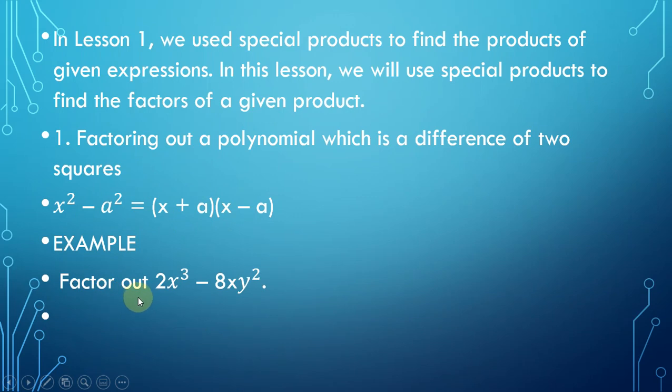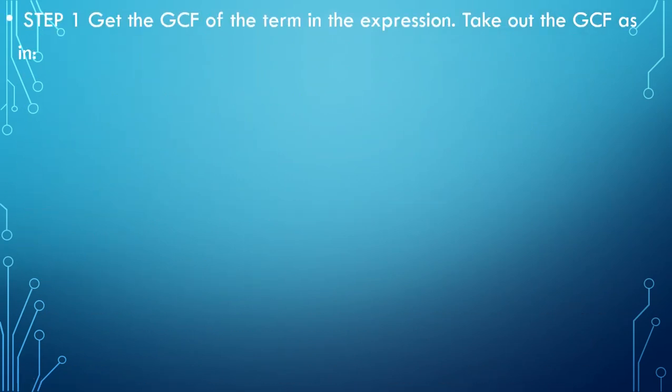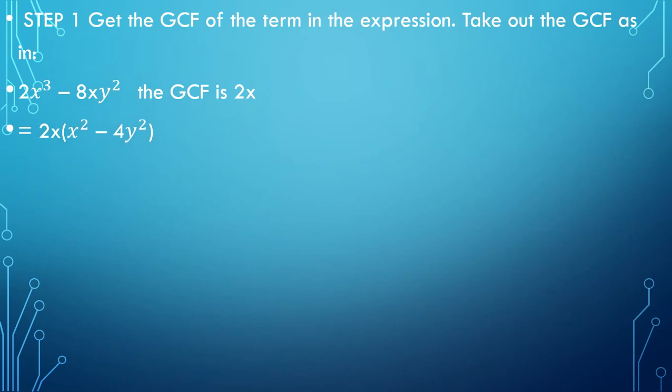Example: factor 2x cubed minus 8xy squared. Step number 1. Get the GCF of the terms in the expression. Take out the GCF. So in our given 2x cubed minus 8xy squared, the GCF is 2x. So 2x, our GCF, we will divide it into 2x cubed minus 8xy squared.